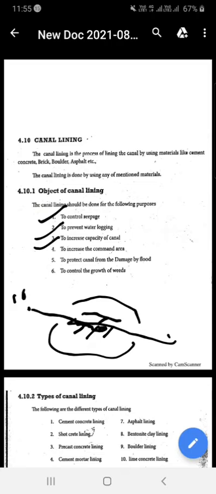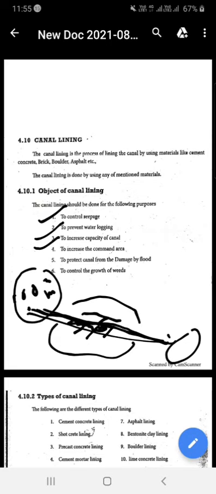So the first one was seepage, the second one was water logging, the third one is the capacity. Suppose I have to transport 100 meter cube of water, and the field is demanding me to deliver 100 meter cube of water. That is the capacity. That is the demand, and I need to supply that much water. Then only the demand will be met.